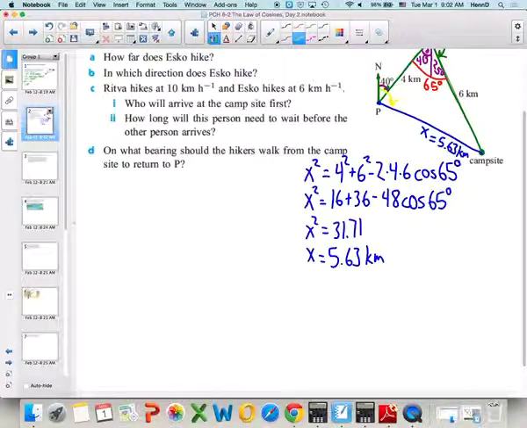You can do the law of sines, or the law of cosines with side, side, side, or the law of sines. But you have to use the 5.63. Yes, if we use the law of sines, either way, we're going to have to use the 5.63. Now, the law of sines, this would be our biggest angle.